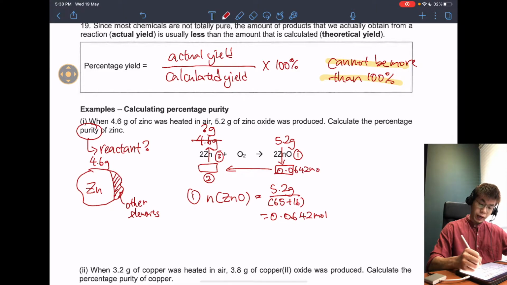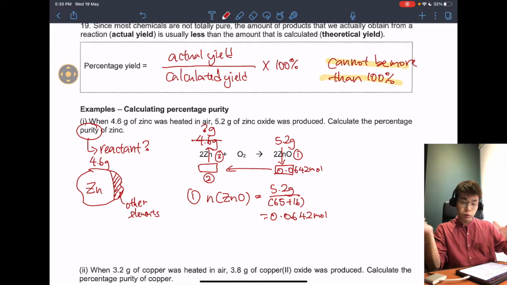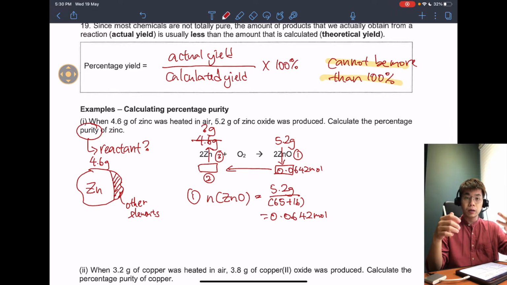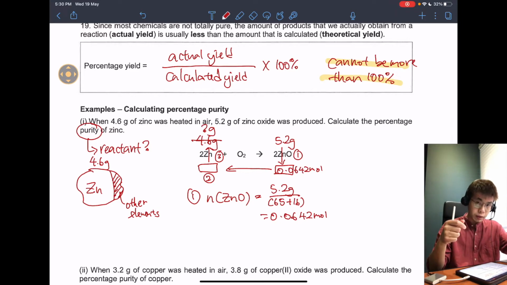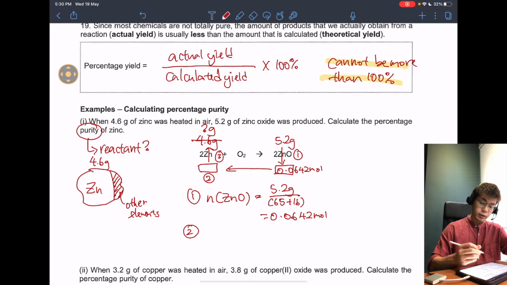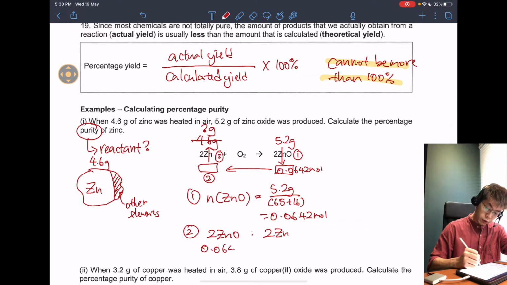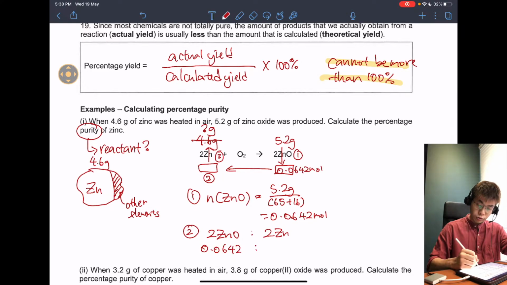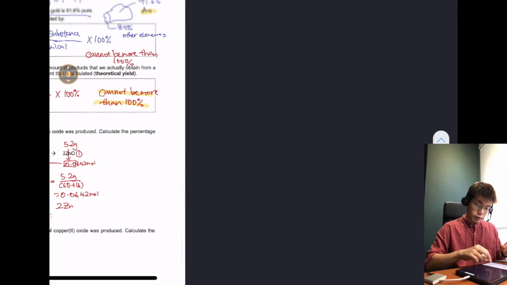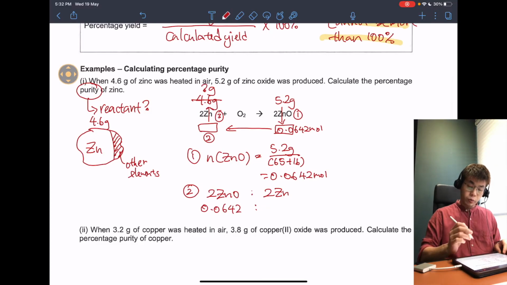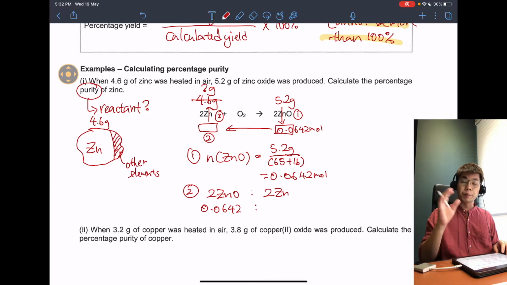So now I know that I've managed to find 0.0642 moles of zinc oxide, and this zinc oxide is formed from the pure zinc. So now let's find the number of moles of pure zinc. So I have 2ZnO is to 2Zn, and this Zn is pure zinc. So I have 0.0642 is to 2 is to 2. Okay, so we know the number of moles of zinc oxide, and this zinc oxide is formed from the pure zinc.